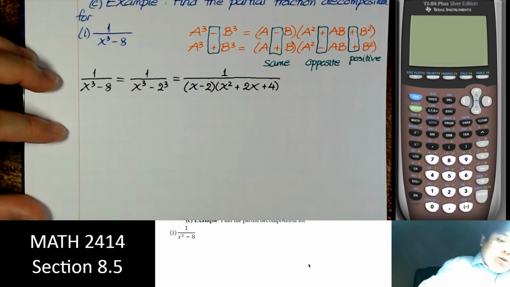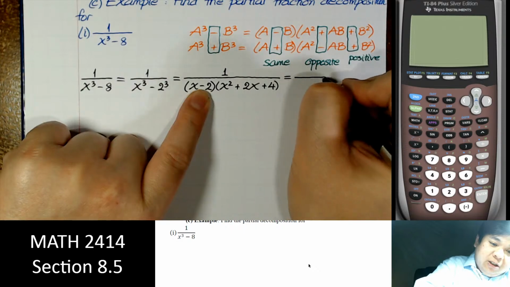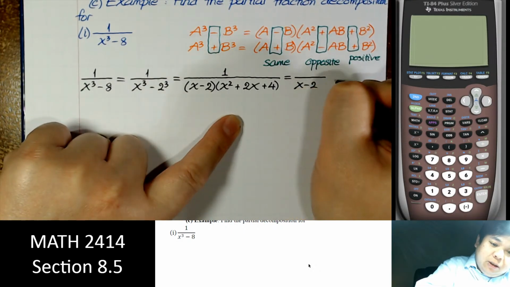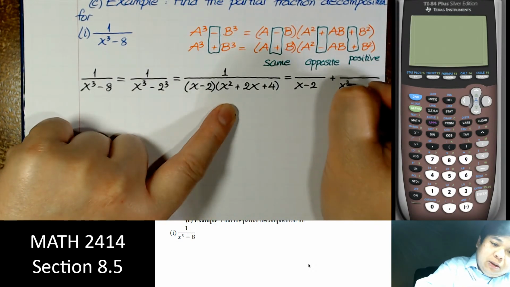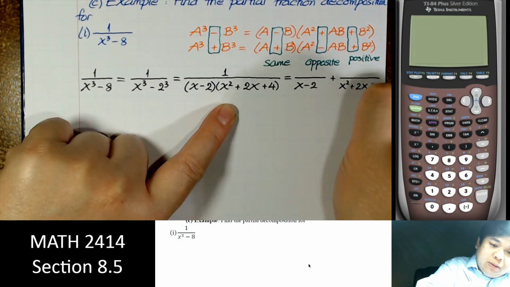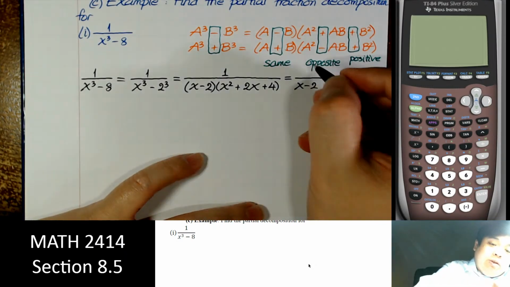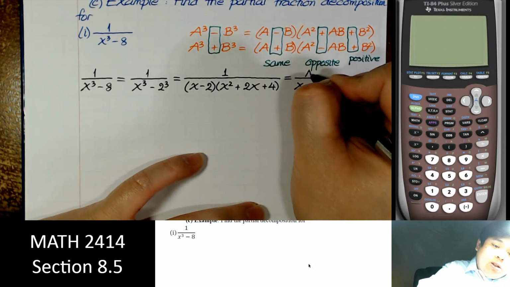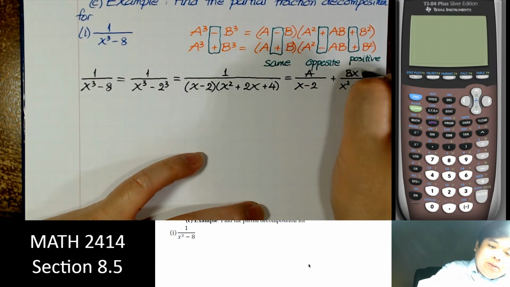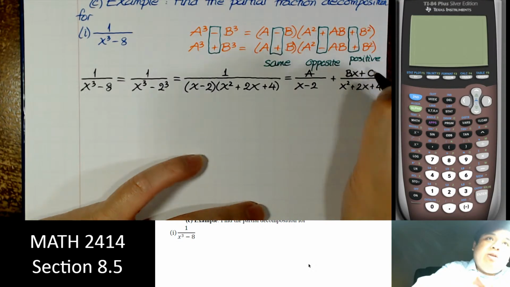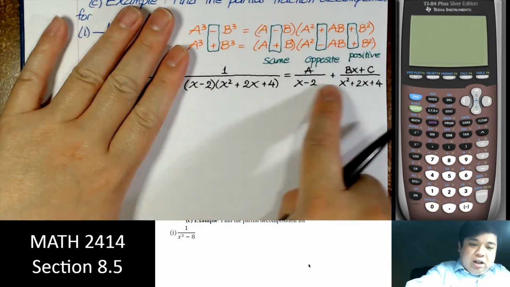Right, so break this out. We have a linear factor and a quadratic factor. For the linear factor, the top is just a constant. For the quadratic factor, the top will be a linear function. Right. I'm just going to write this part again.